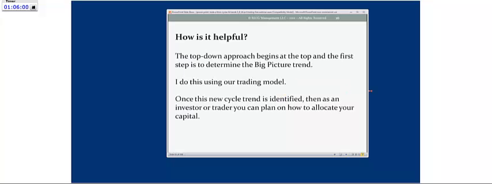This approach is really helpful to determine that big picture. A lot of times when we're in there trading, we can't see the forest for the trees. So if you step back and use some type of analysis like this, it will really help you to better identify potential new cycles on the horizon, as well as get you set up to take advantage of these potential new cycles that are developing, so you can start allocating your capital.